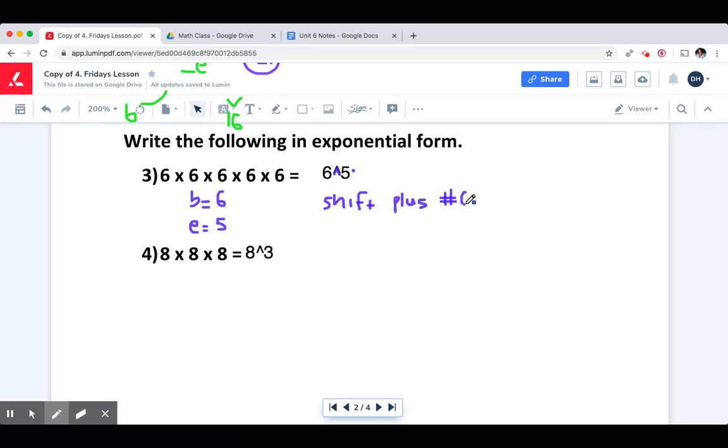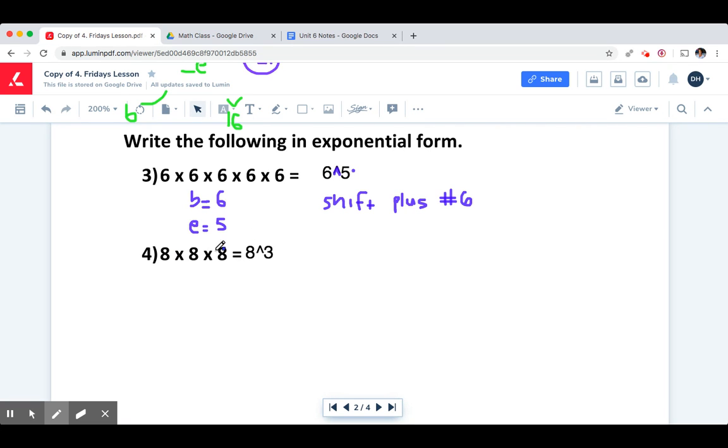So, if you see an arrow, then you know that it is the same as me writing the 5 or the exponent in superscript, meaning small. I am showing you that 5 is the exponent because I put the little arrow before it. 6 to the power of 5.